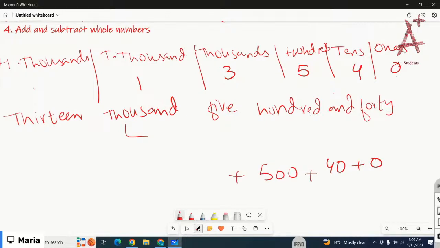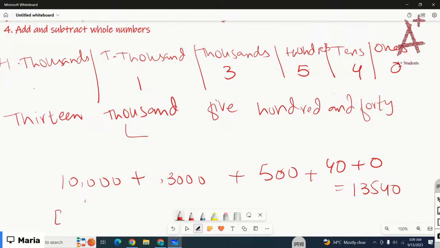The place value of 3 is at the thousands place, so the value of 3 is 3000, right? Then 1 is at the 10,000s place, so the value of 1 is 10,000. The value of 1 is 10,000, the value of 3 is 3,000, the value of 5 is 500, and 4. When you add them all, they make the same number, 13540, right?